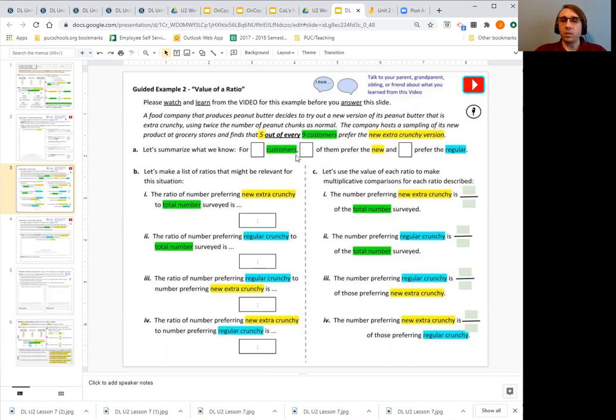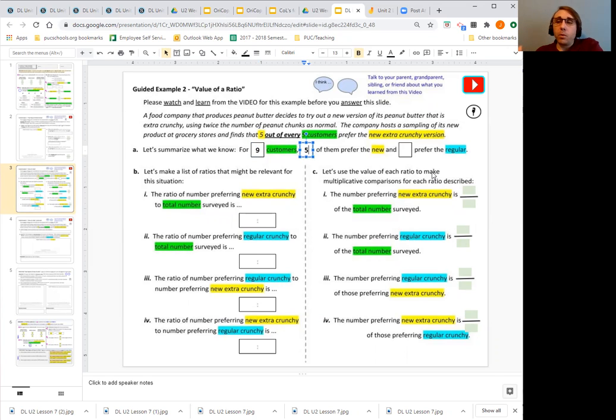So let's summarize what we know out of this problem. For blank customers, so in this survey, they said that the ratio is something out of every 9. So there are 9 customers as the mini total. And for every 9 customers, some of them prefer the new extra crunchy, and that was the 5. So 5 of them prefer the new. So when we see the word new, we need to associate that with the number 5. When we see all of the customers total, we need to associate that with the number 9. And that leaves a certain number of people left over, people who don't prefer the new one, people who prefer the old version, the regular crunchy peanut butter.